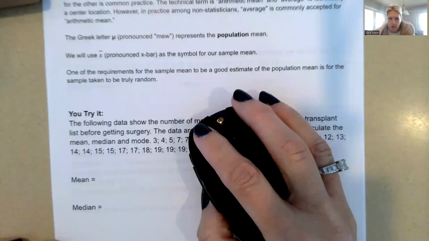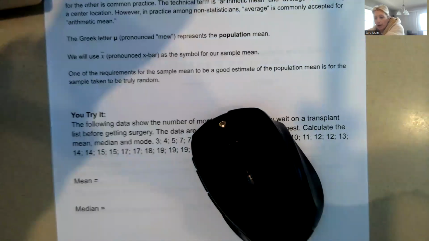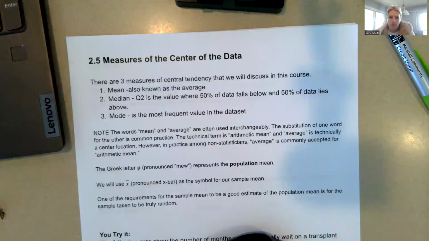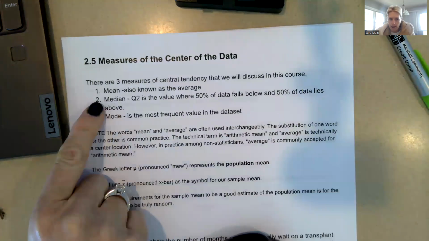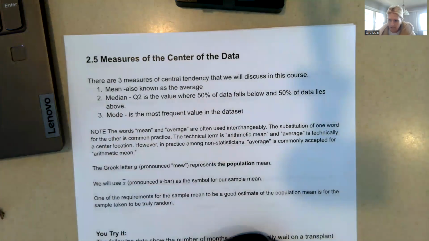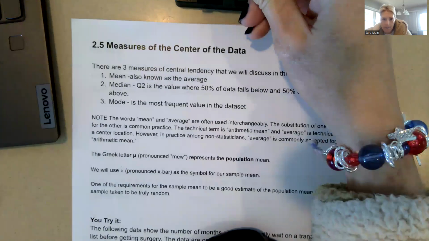Welcome back to lesson 2.5. We're now going to look at measures of center. We did look at the measure of center called the median back in lesson 2.3, but now we're going to look at three measures of center, including the median, and talk about how we choose which one is best.